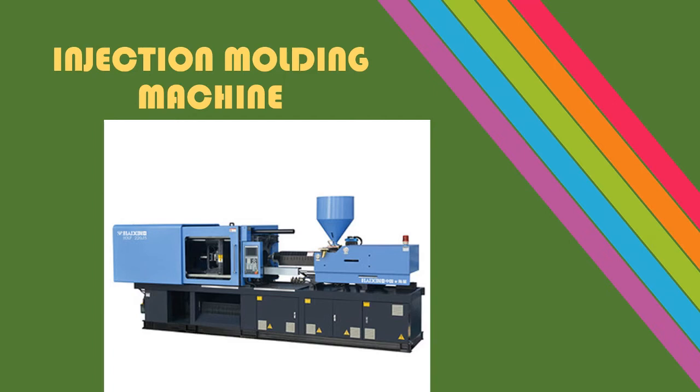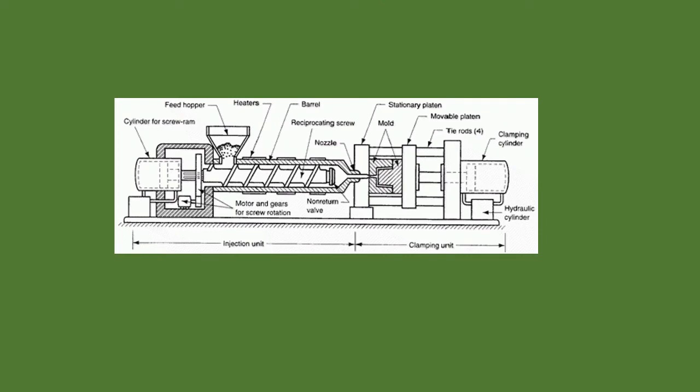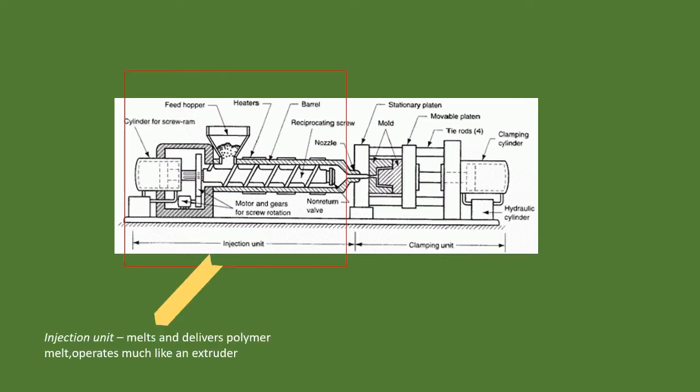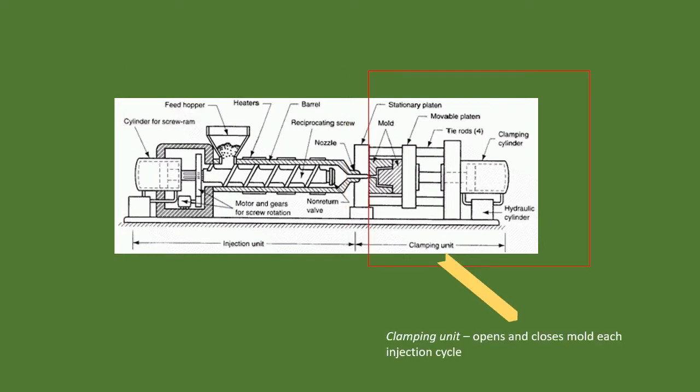Next, we are going to see the parts of an injection molding machine. This is an injection molding machine that is used widely in industry. This is a cross section of the injection molding machine. It is divided into two parts. One is the injection unit. The purpose of the injection unit is to melt and deliver polymer melts, and it operates much like an extruder. The second part is the clamping unit. It opens and closes the mold each injection cycle.